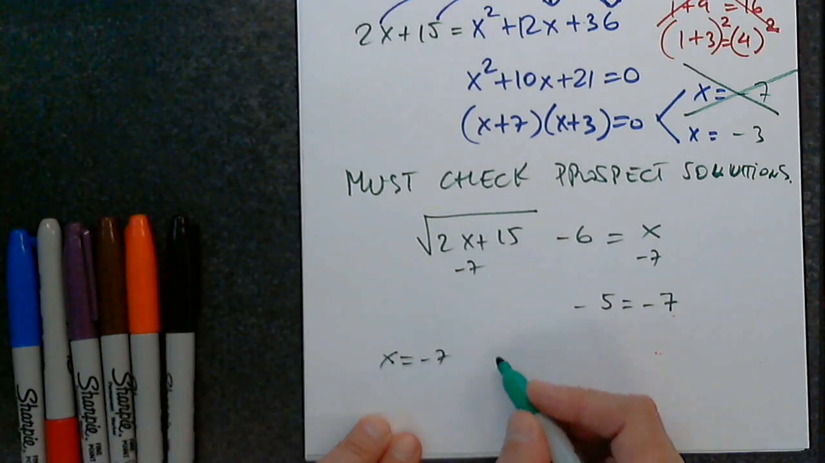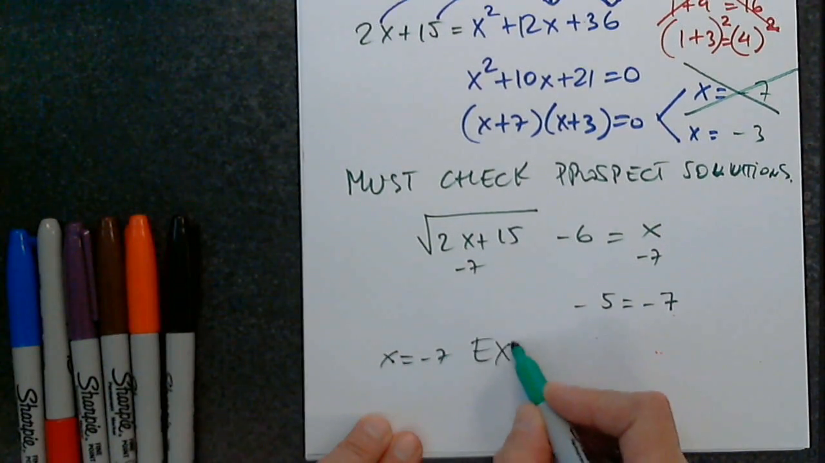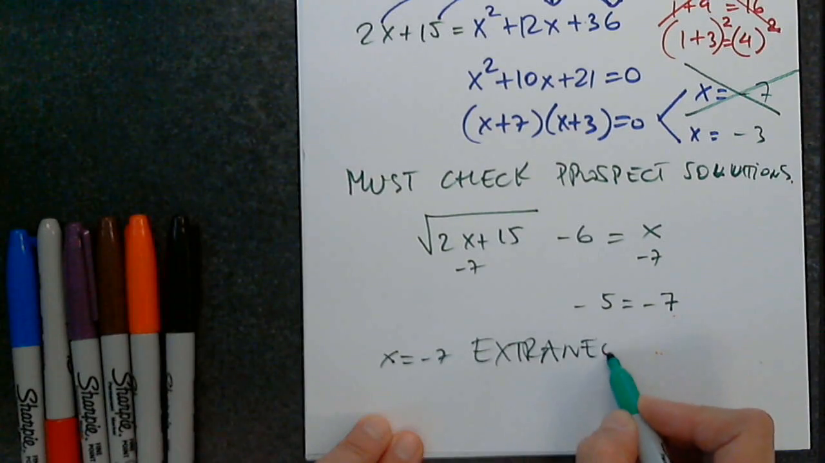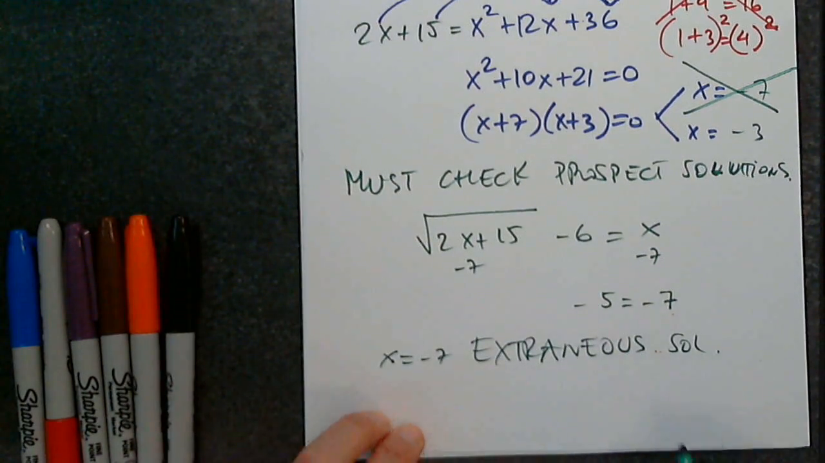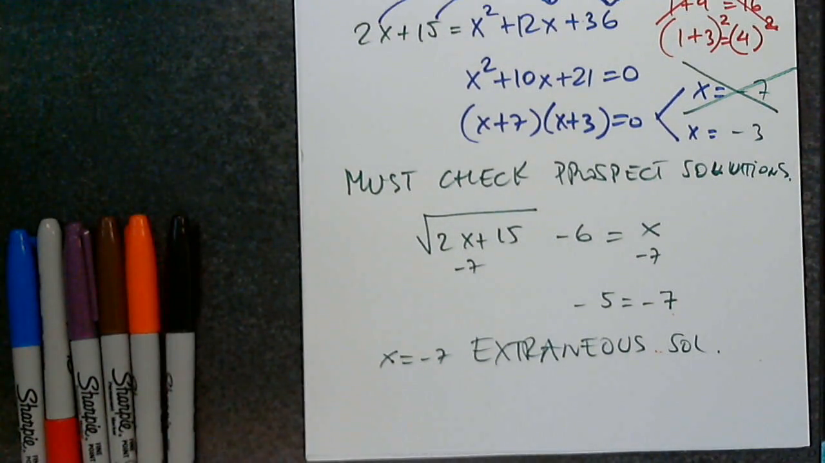x equals negative 7 is called an extraneous solution. Unacceptable. Correct algebraically because we got it from taking square roots, but incorrect for the original problem. And that's what we care about. We care about the original problem.